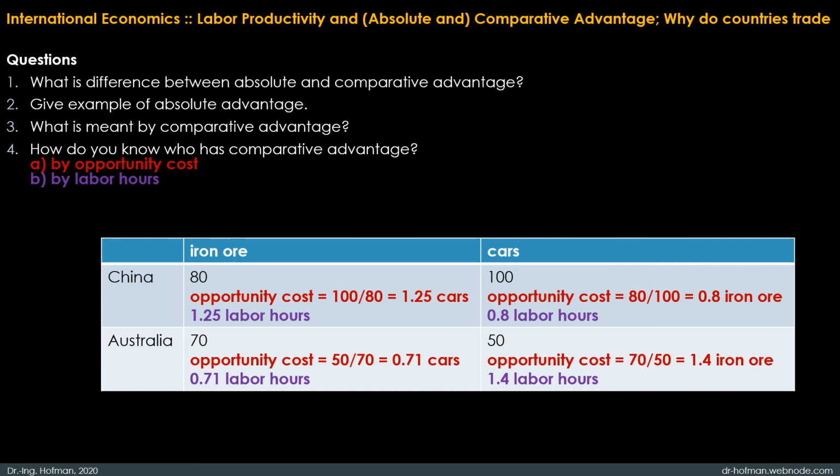The opportunity cost of 1 labor hour of iron ore is 1.25 labor hours of car production in China and 0.71 labor hours of car production in Australia. As China has a larger figure, China has a comparative advantage in iron ore. The opportunity cost of one labor hour of car production is 0.8 hours of iron ore production in China or 1.4 hours of iron ore production in Australia. As Australia has the higher figure, it has a comparative advantage in cars.